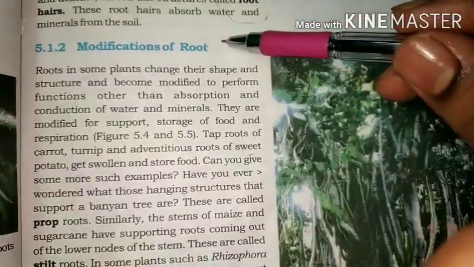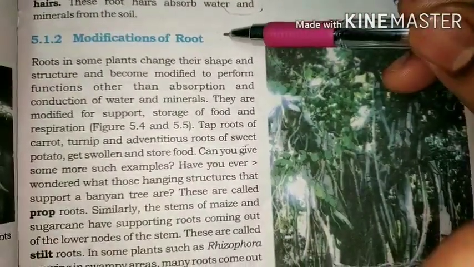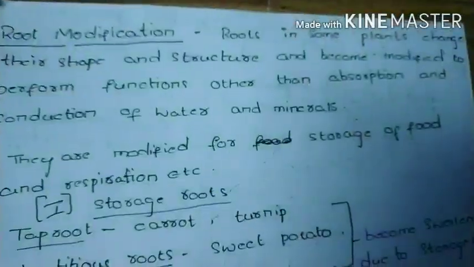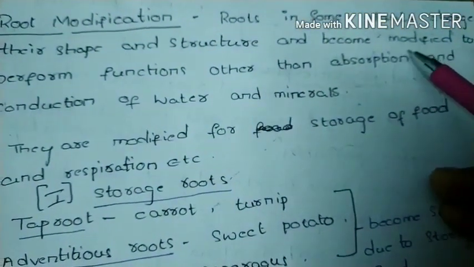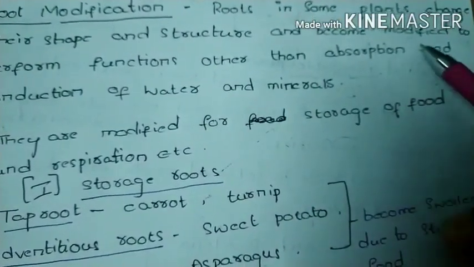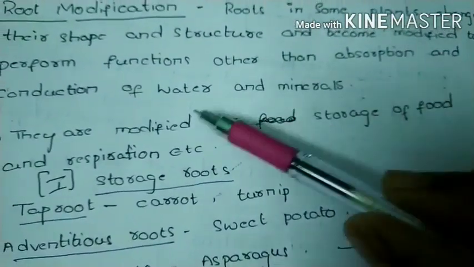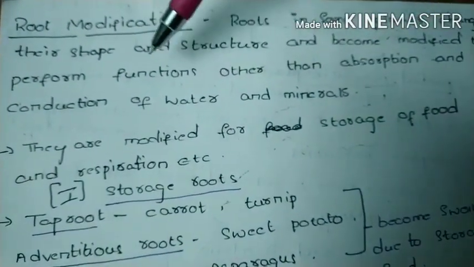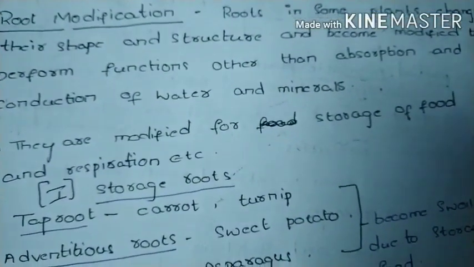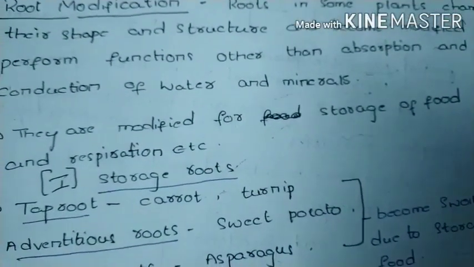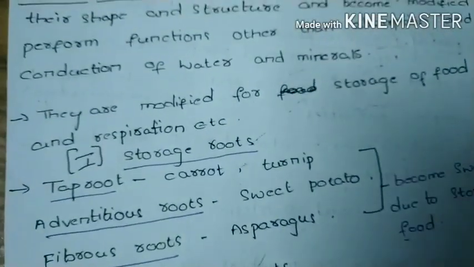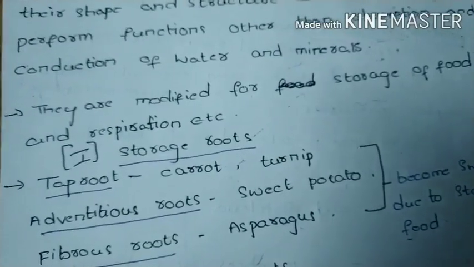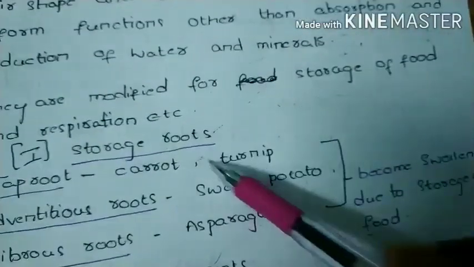Next topic is modification of root. I have prepared an easier way to understand all this. So let us have a look here. Root modification. Roots in some plants change their shape and structure and become modified to perform functions other than the absorption and conduction of water and minerals. This change is termed root modification. They are also useful for storage of food materials and respiration, etc.